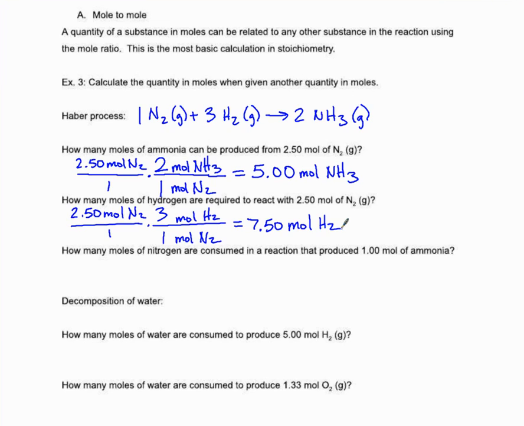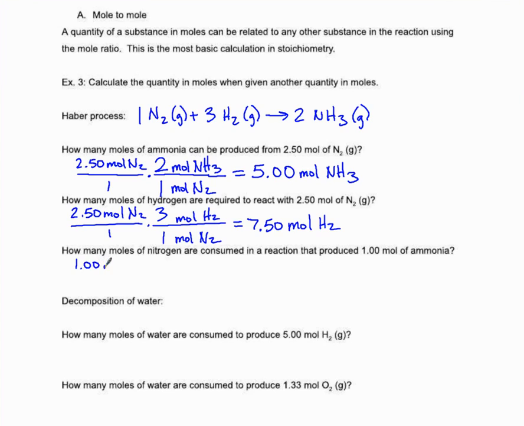This last one is a different type of question. Here I'm looking at, I know the amount of product. I know how much of this I made. Now I want to know how much nitrogen went into making it. There's really nothing different about this calculation. All of these calculations work exactly the same, whether we're looking at a reactant to product, or in this case, a product to a reactant.